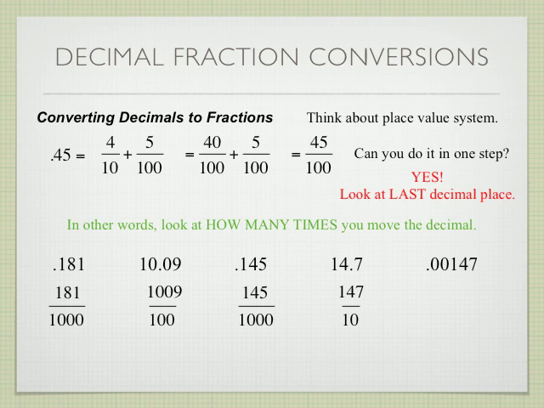Okay, for this last one, how many times do I need to move the decimal point? The digits are exactly the same as they were in the last problem, but I've got to move that decimal point 5 times. So I've got 5 zeros on the bottom and 147 on top. So when you're converting a decimal to a fraction, just look at how many times you need to move that decimal point to make it a whole number, and you'll need a 1 with that many zeros on the bottom. Okay, another way to write these, that could be 10 and 9/100. That one could be 14 and 7/10. They're the same thing, it doesn't matter.